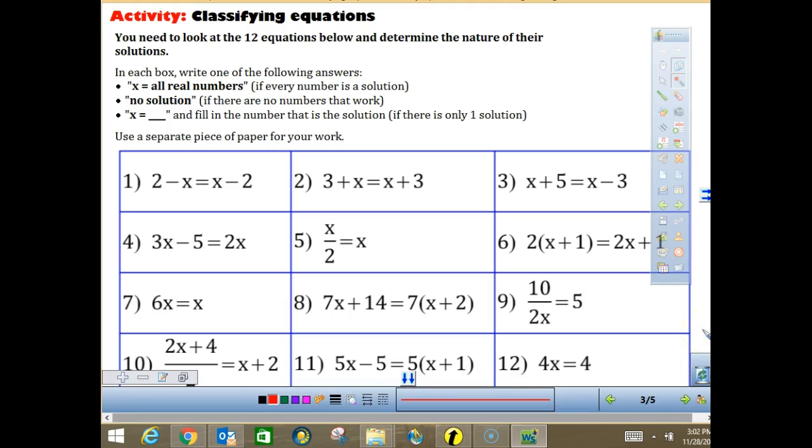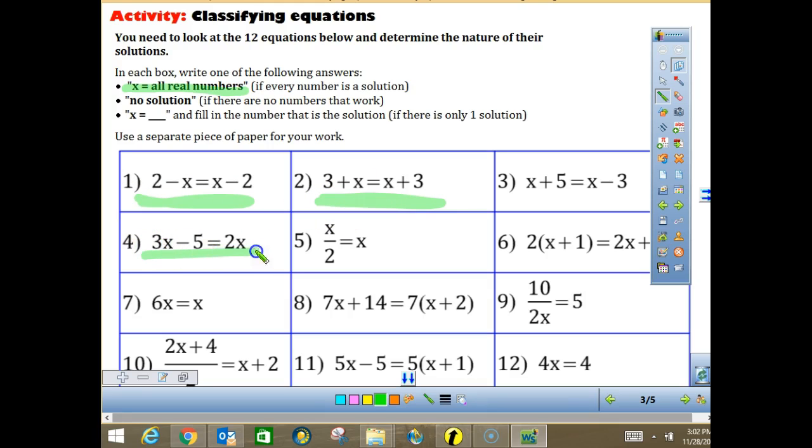So, this is where I'd ask you to do this activity in class. It says, you need to look at the 12 equations below and determine the nature of their solutions. And actually, you're not just going to look at them, you're going to actually write them on the sheet of notebook paper. So, it says in each box, write one of the following answers. When I look at your notes at the end of class, I will either see x equals all real numbers, written right below here, or I'll see x equals no solution, or I'll see x equals a number, right? I'm going to do that for every single one of these. You're going to write one of these 3 possibilities, okay?